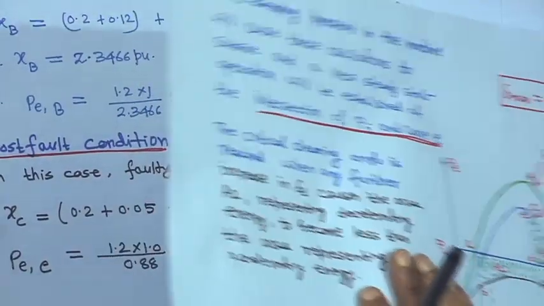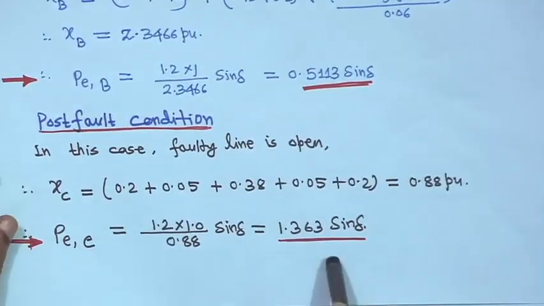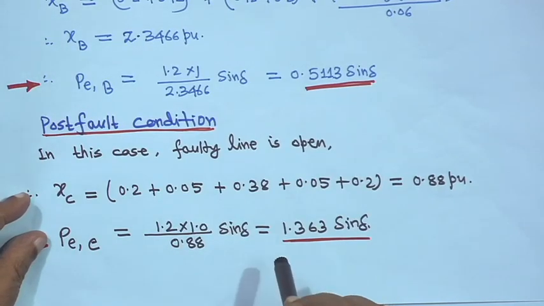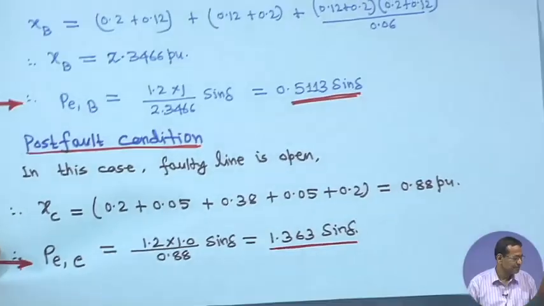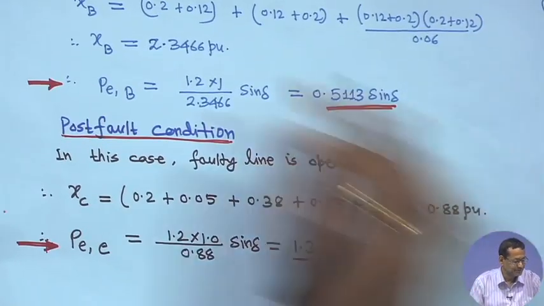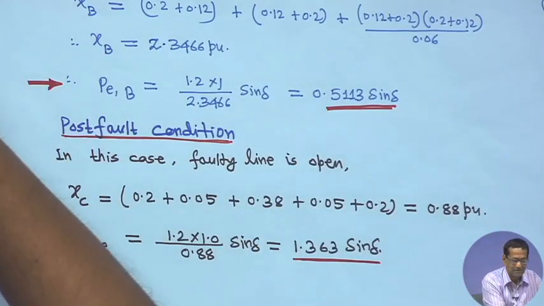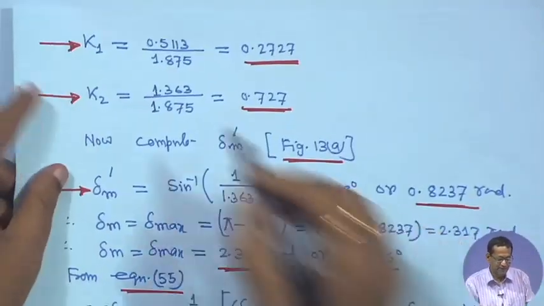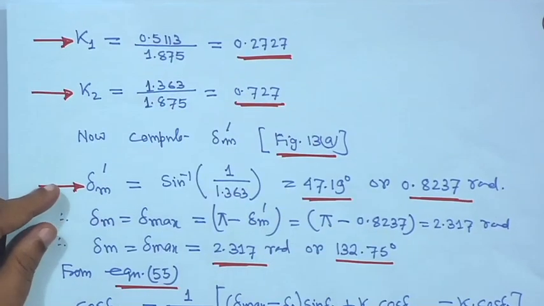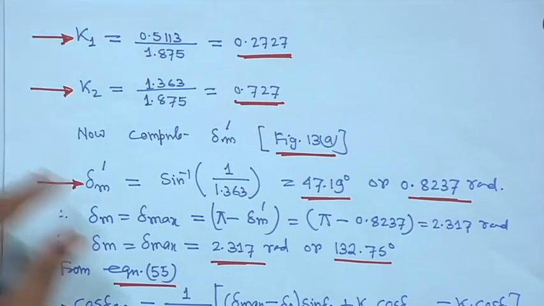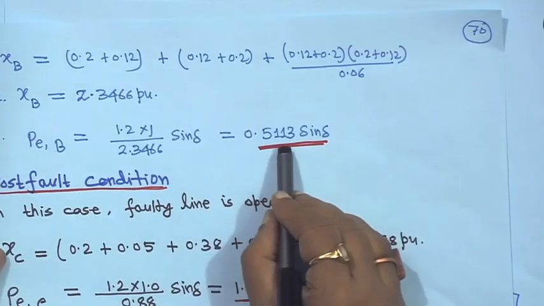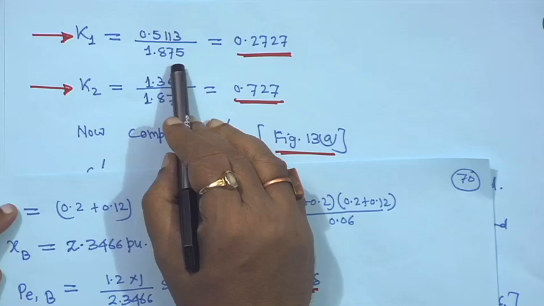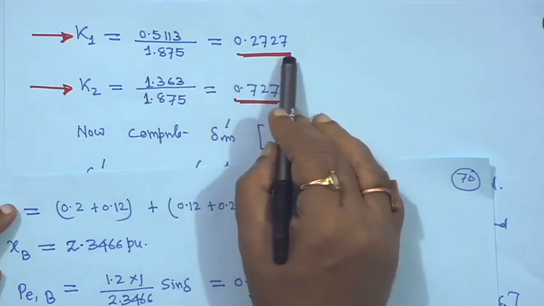With getting all these things, all the three graphs we have got, I mean the power delivered during pre fault, during fault and post fault, all we have got. Therefore, K1 will be, we have told you, P max during fault, that is 0.5113. This is 0.5113, and before fault, the pre fault condition is 1.875, that is 0.2727.